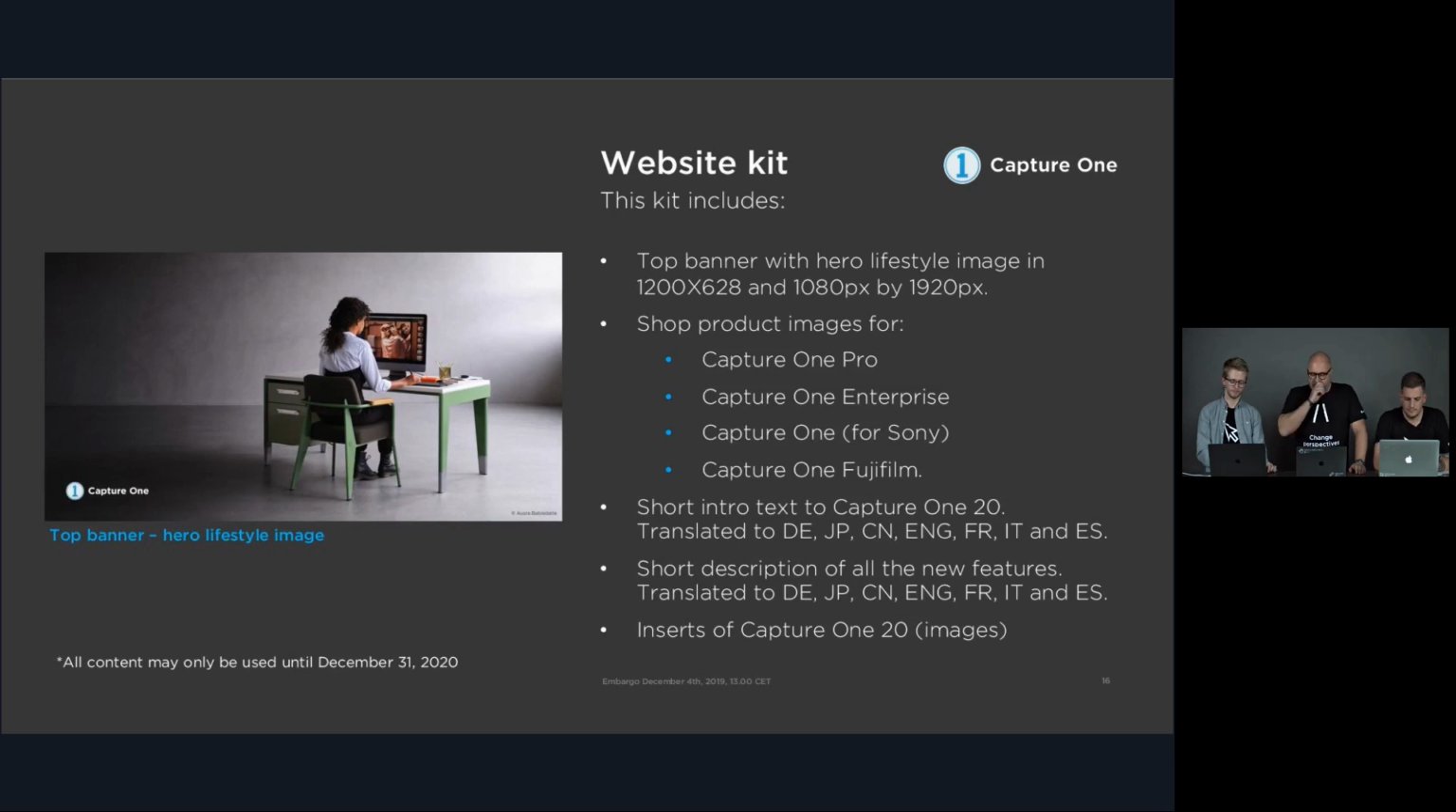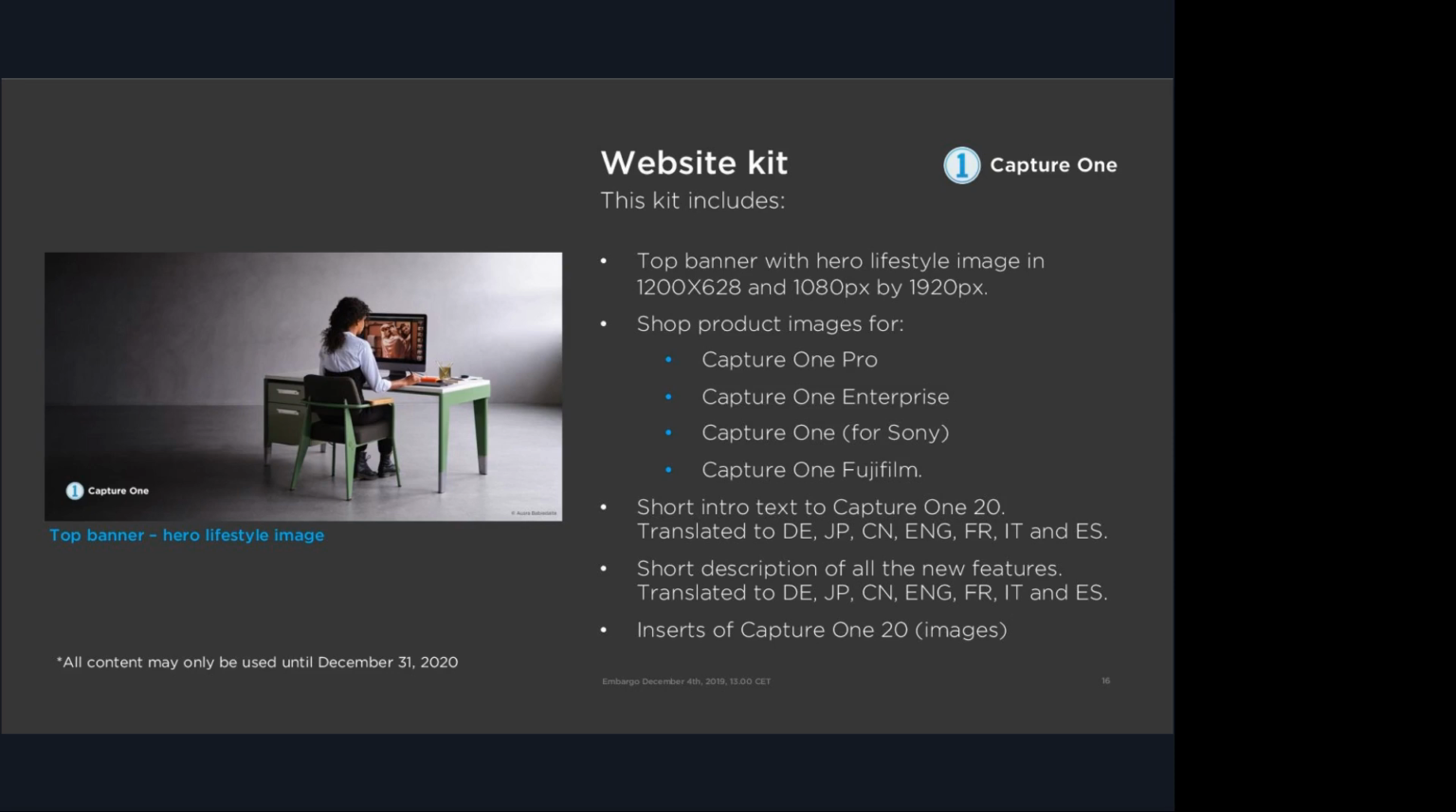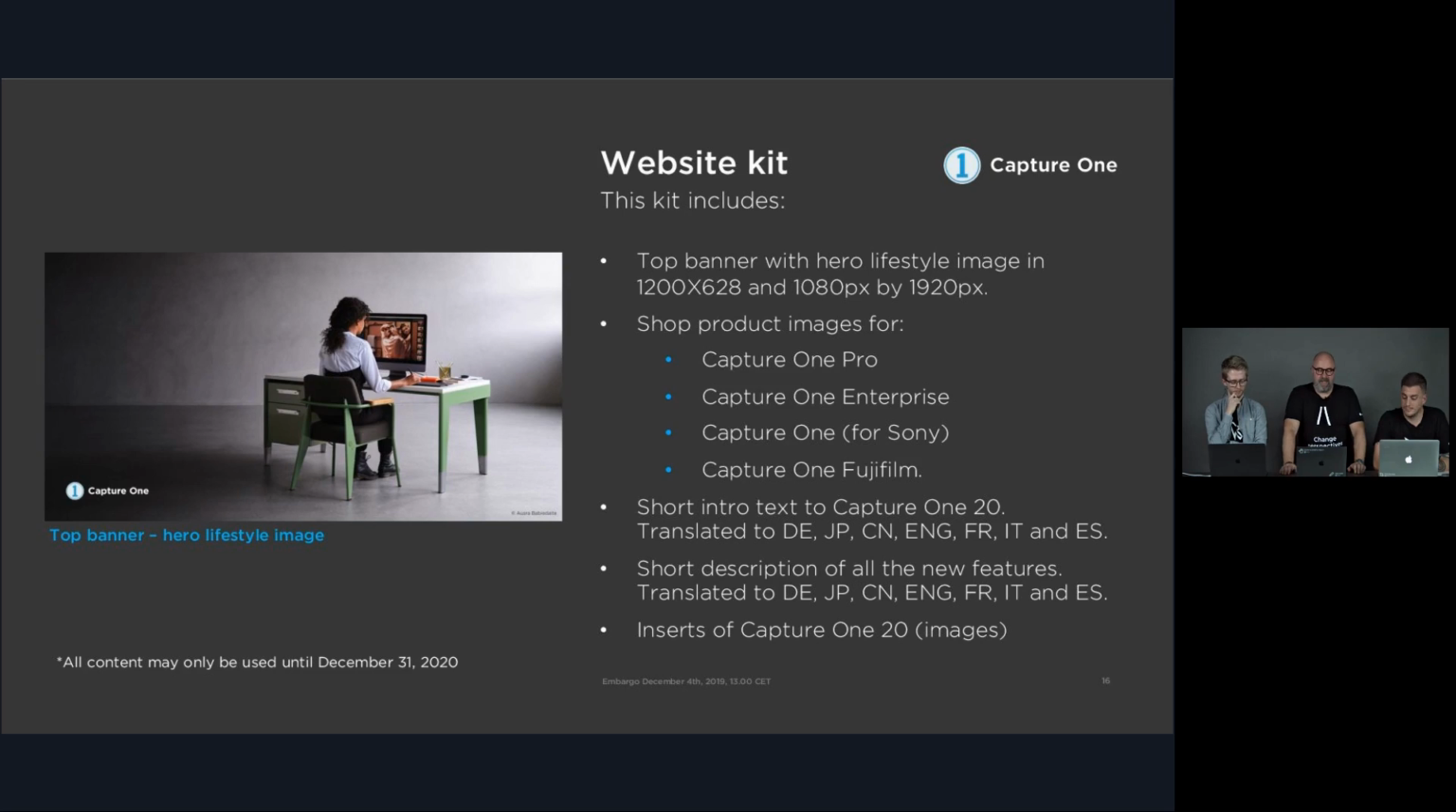For the digital content, there will be a website kit. It will have different banners. It will have images for all of our products. It will have text in German, Japanese, Chinese, English, French, Italian, and Spanish. It will have a description of the features in the same languages. And it will have all the Capture 120 insert images that you can use in your communication.